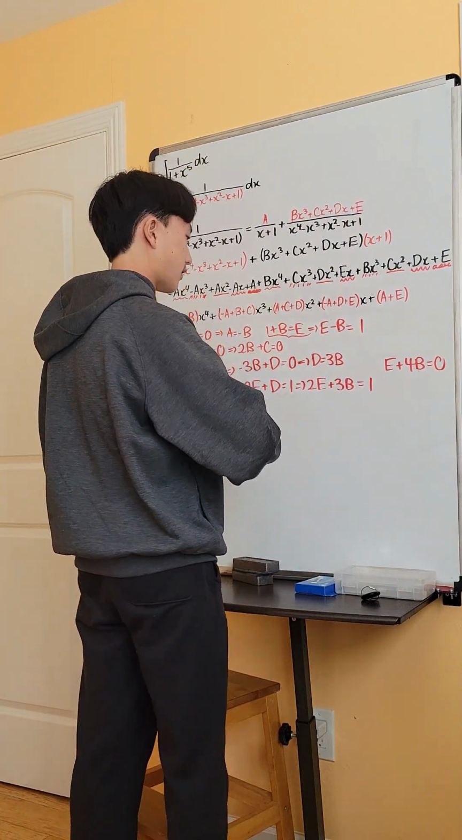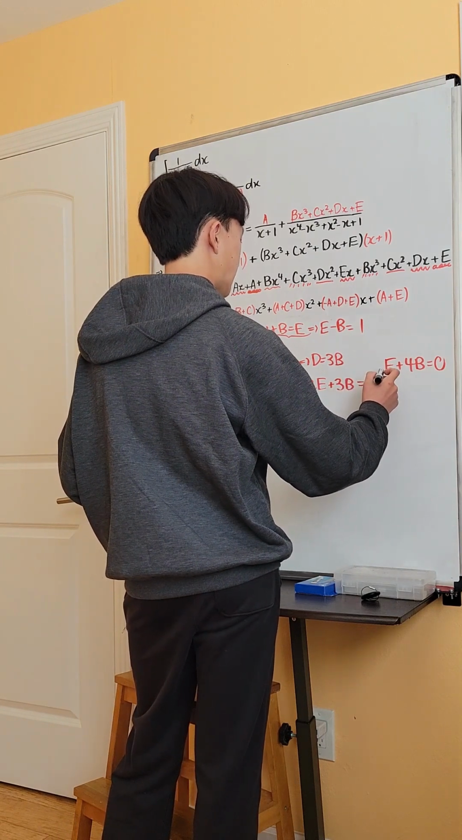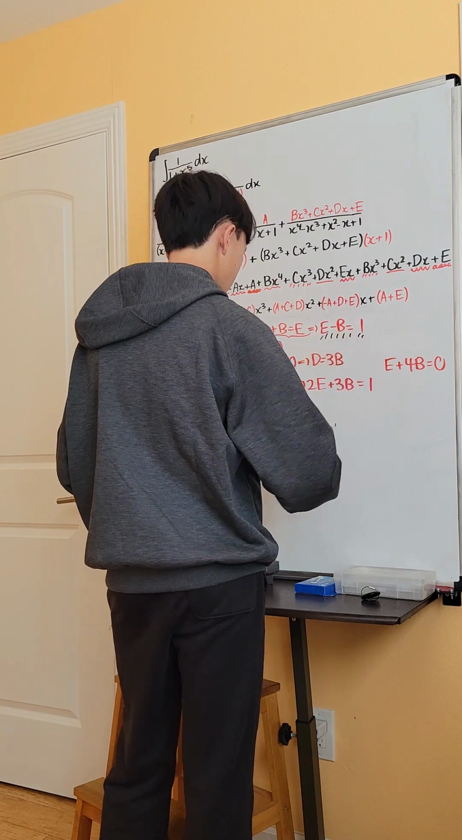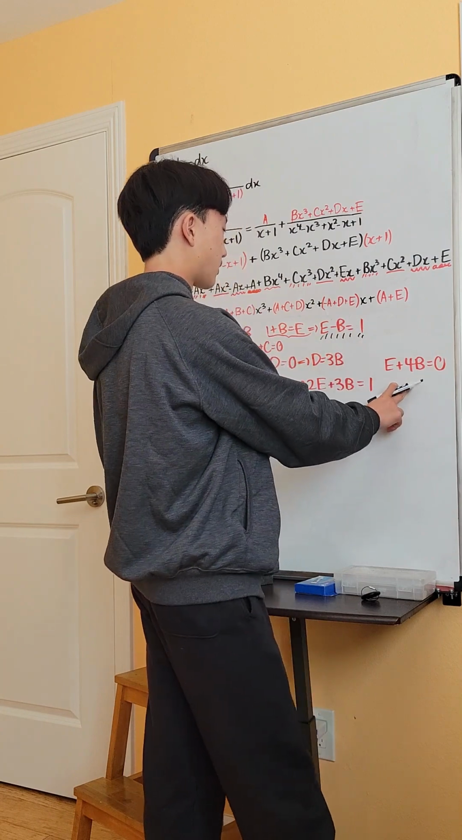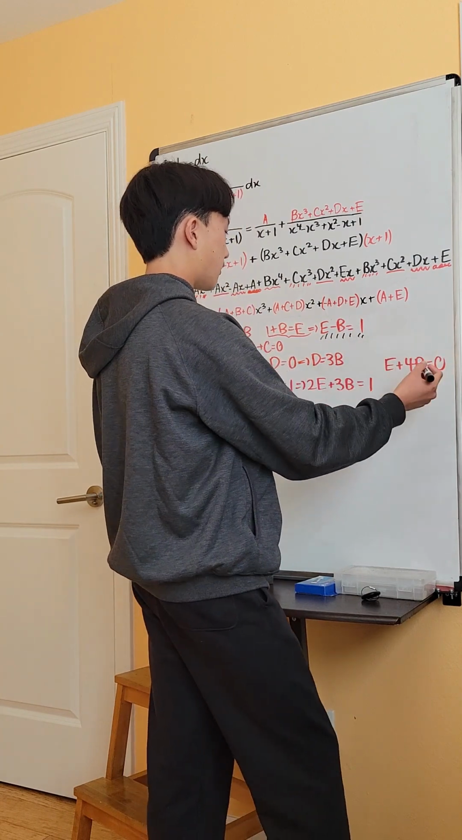Okay, so what do we have now? We have another equation in terms of E and B. In fact, we have another one here. We can use this guy right here. So I'm going to say we add these two. Well, no, we subtract these two. And then we solve for B.